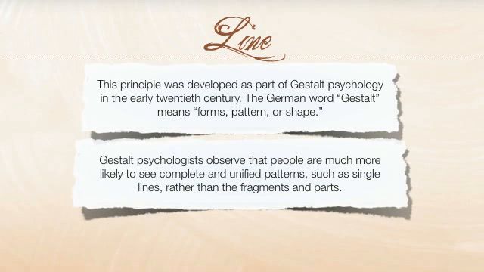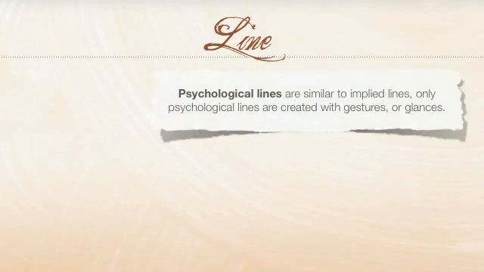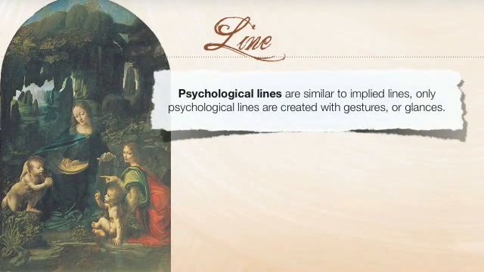Gestalt psychologists observe that people are much more likely to see complete and unified patterns such as single lines rather than the fragments and parts. We can also see implied lines in the movements and gestures of figures in a composition. Psychological lines are similar to implied lines, only psychological lines are created with gestures or glances.